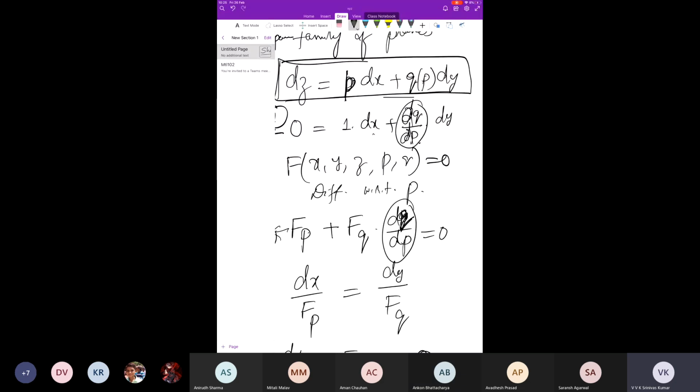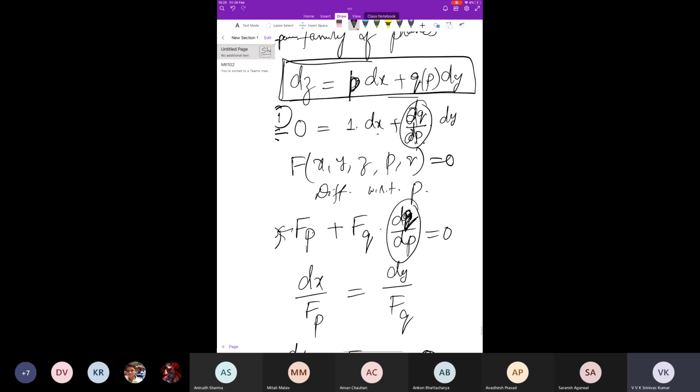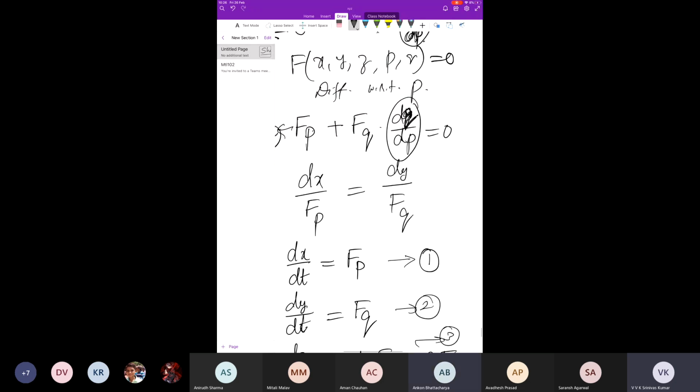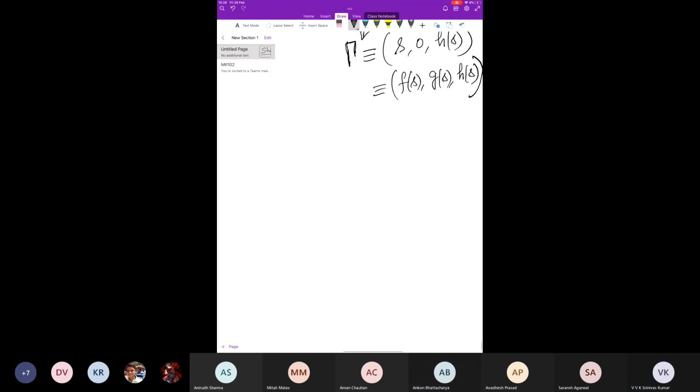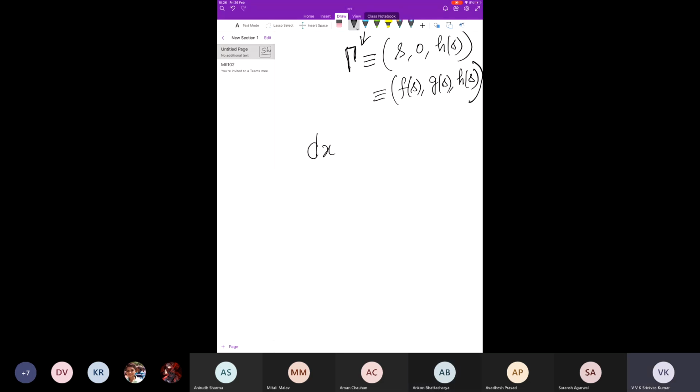The envelope curve is obtained by the intersection of these two things. One is this one, and the other is the derivative of this with respect to p. When you differentiate with respect to p, we get 1 and dq upon dp. Okay, this is one equation. Write this as dx plus dq upon dp into dy is equal to 0.